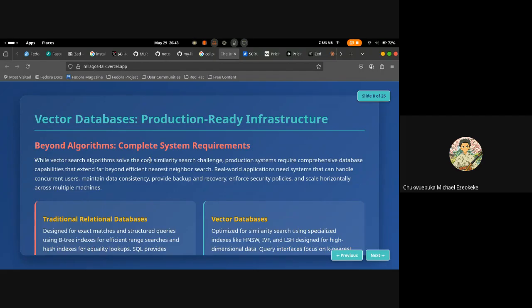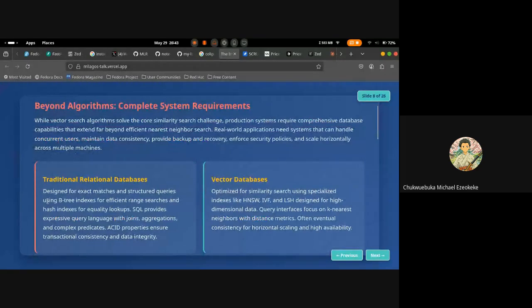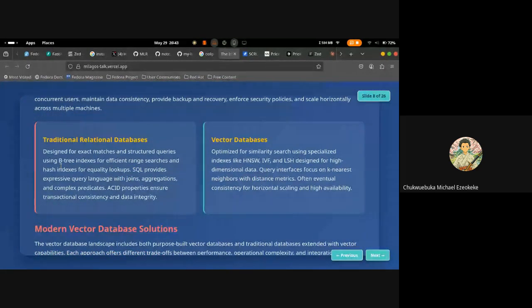I've already talked about the concept of vector search algorithms, which help us solve similarity search. Now, you need a database. Real-world applications need systems that can handle complex users, maintain data consistency, provide backup and recovery, security policies, and scale horizontally. So you already know about traditional relational databases, your SQL or NoSQL. Relational databases use ACID properties, which help ensure transactional consistency and data integrity. But a vector database integrates similarity search that uses HNSW and other algorithms, and the query interface focuses on k-nearest neighbors with distance metrics.